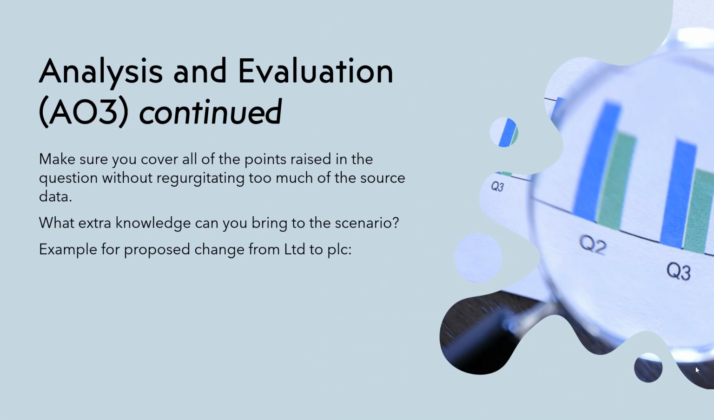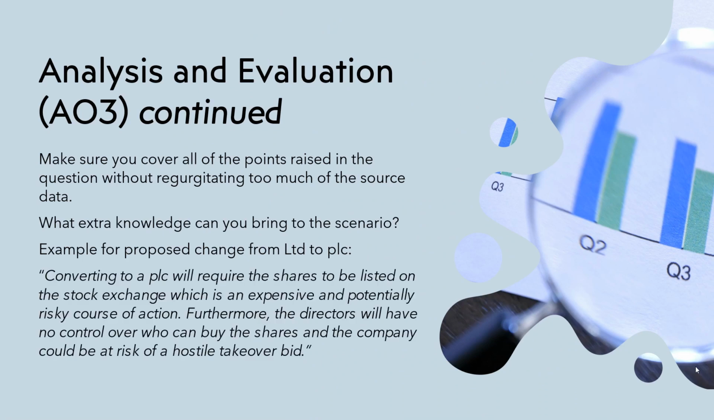So an example with that for the proposed change from a limited company to a PLC, we could say that converting to a PLC will require the shares to be listed on the stock exchange, which is an expensive and potentially risky course of action. Furthermore, the directors will have no control over who can buy the shares, and the company could be at risk of a hostile takeover bid. So we're bringing some extra knowledge into the scenario there, what we know about becoming a PLC from being an LTD, where the shares are owned just by a smaller group of people, and people can only buy shares if they're invited to. So when you're an LTD, you're not at risk of a hostile takeover bid because the public cannot buy shares in your company.